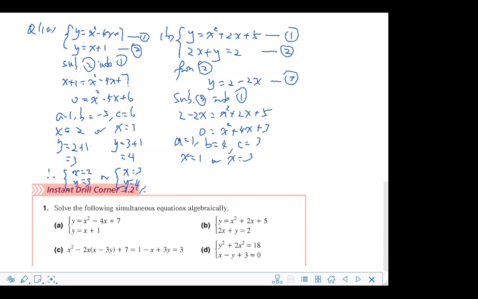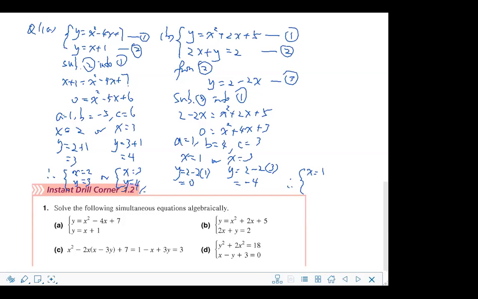Calculate the value of y from equation 3. So y should be equal to 2 minus 2 times x. So when x is 1, y is 0. And then y is calculated by 2 minus 2 times x. That should be equal to negative 4. Okay? Therefore, we have two answers.